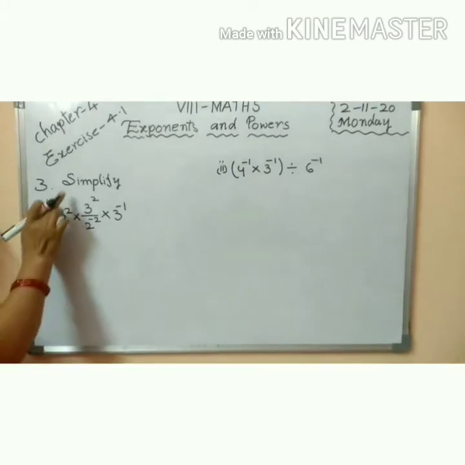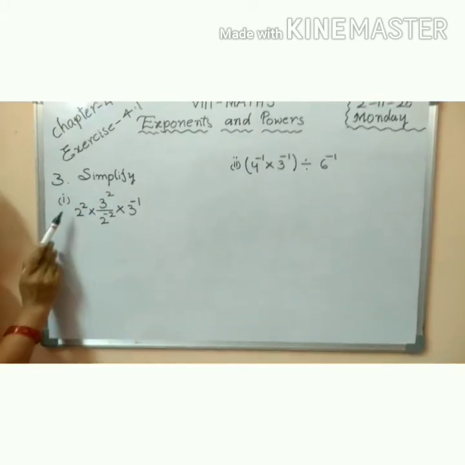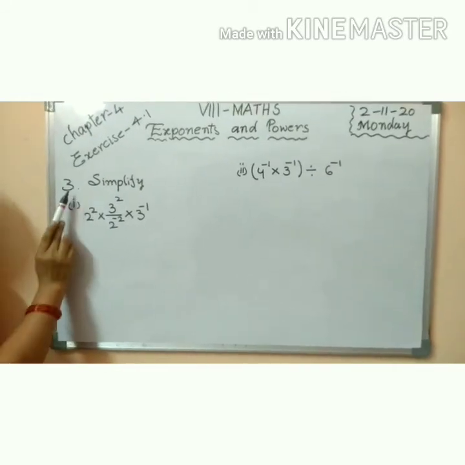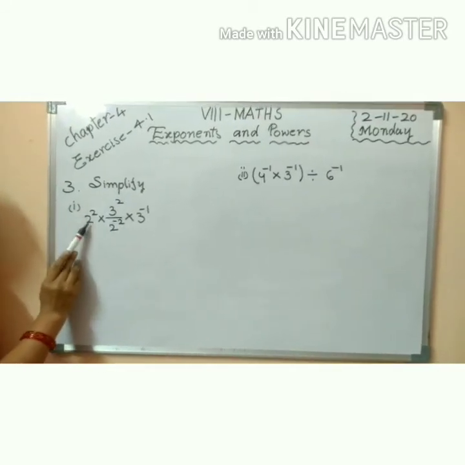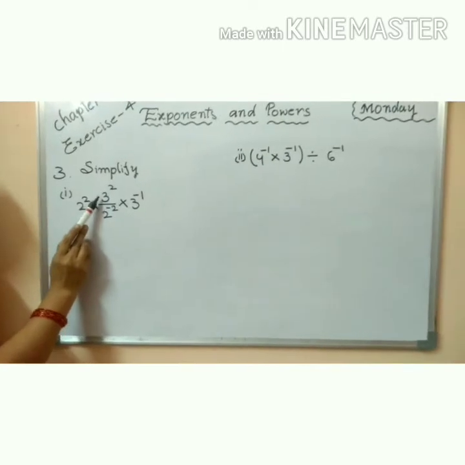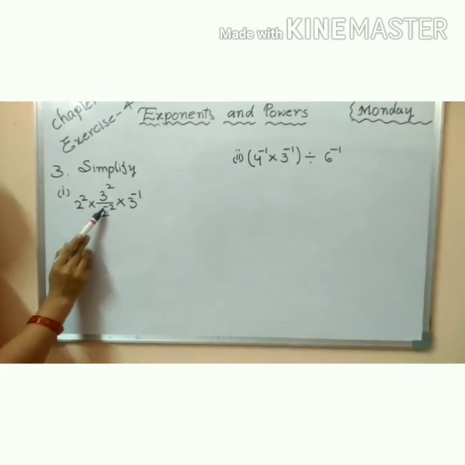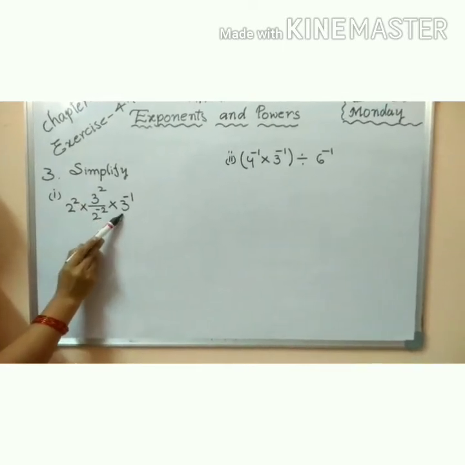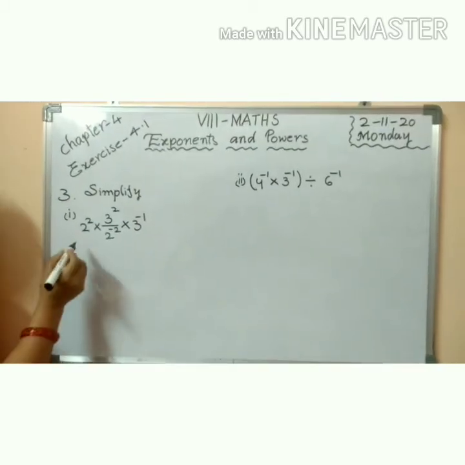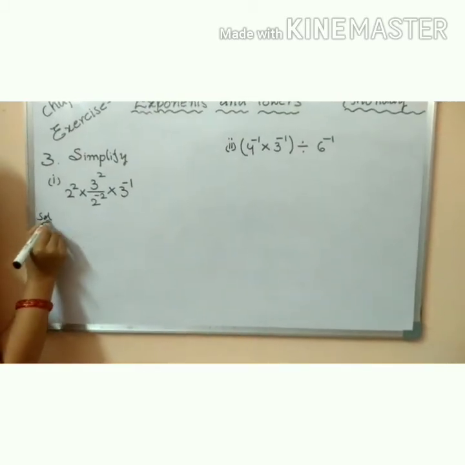Roman. Simplify. First problem, third Roman first problem: 2 power 2 into 3 power 2 by 2 power minus 2 into 3 power minus 1. First, here write the solution.